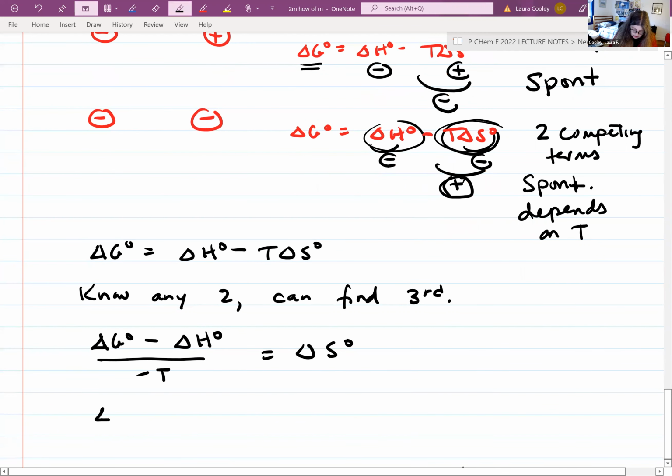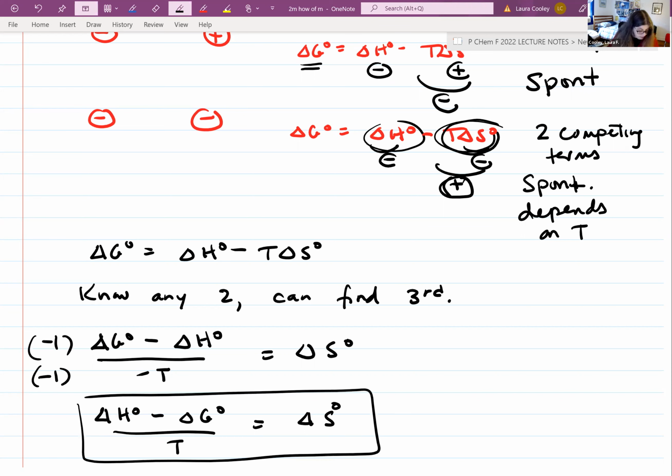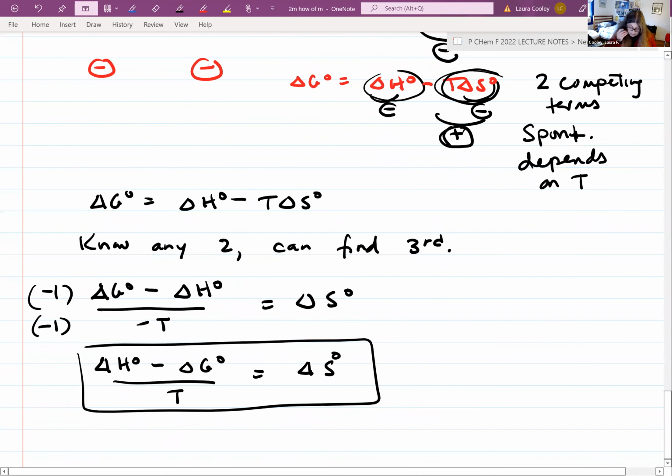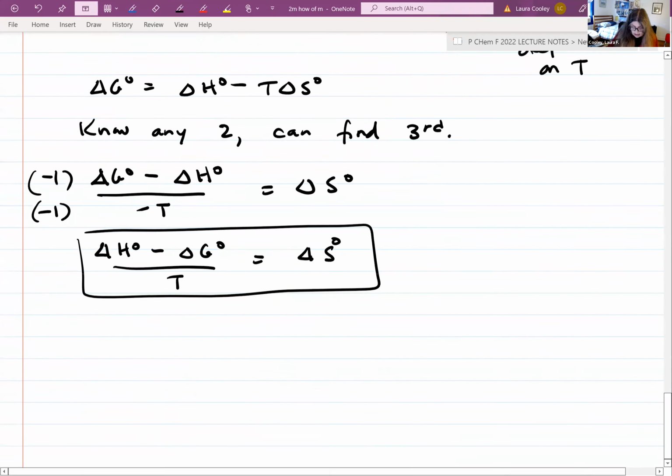Then a lot of times we just change the order here and change the sign. So I multiplied through by -1 basically. And that's the formula for delta S. And so, that is used in at least one lab.